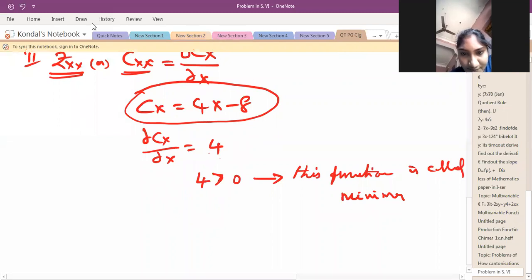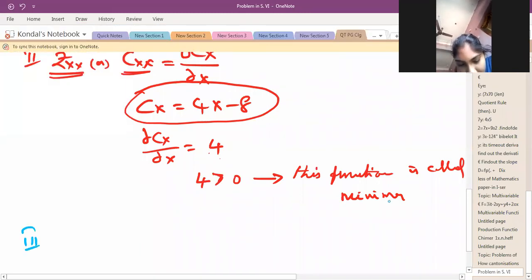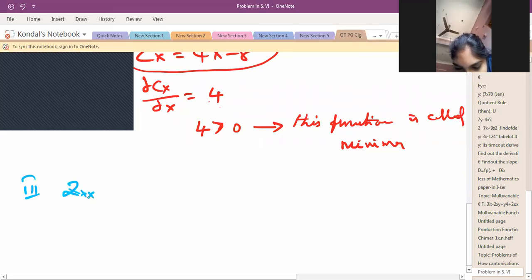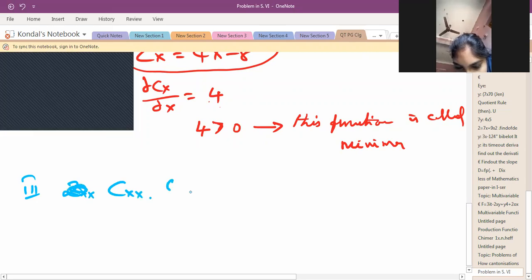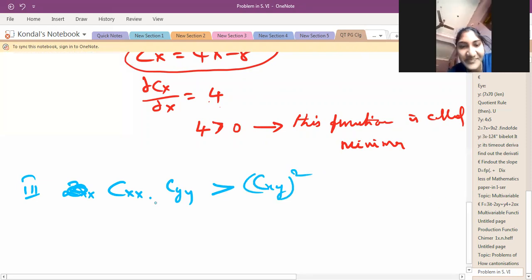Okay, then what is the third order? The product of second order partial derivatives must be greater than the cross partial. That is nothing but the ZXX condition from earlier. So here we need to write CXX into CYY, which should be greater than the cross partial. What is the cross partial here? CXY, right? How much did we get for CXX?